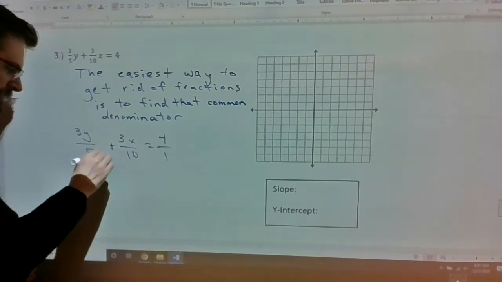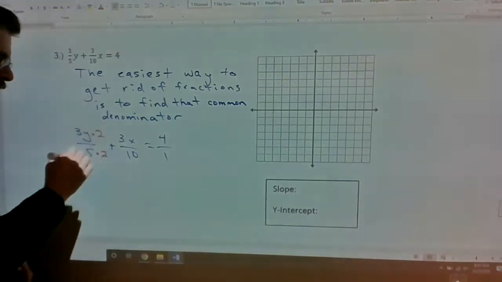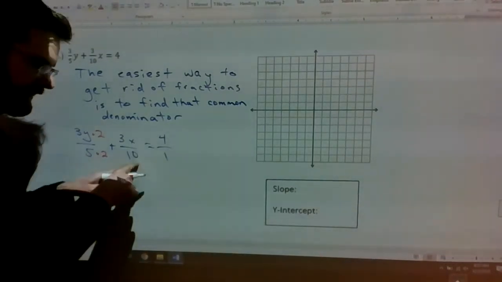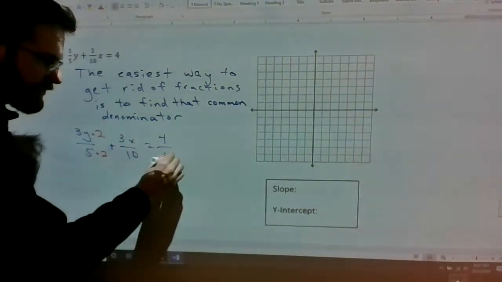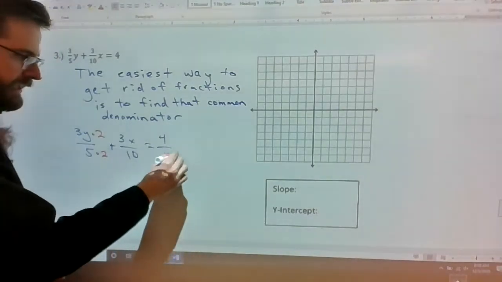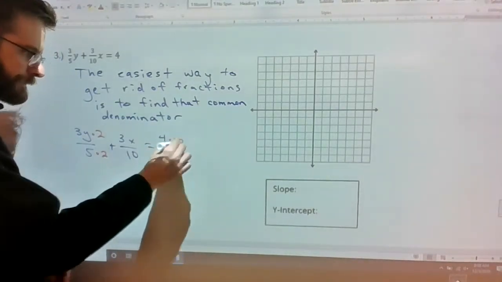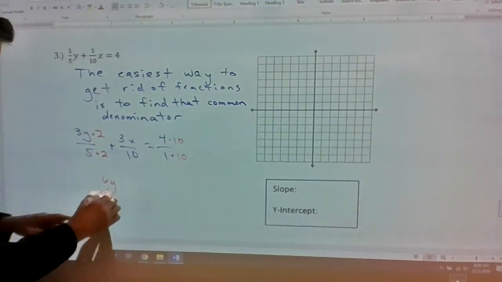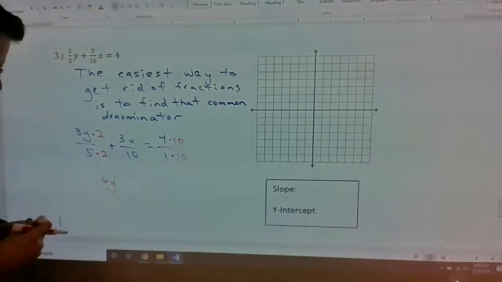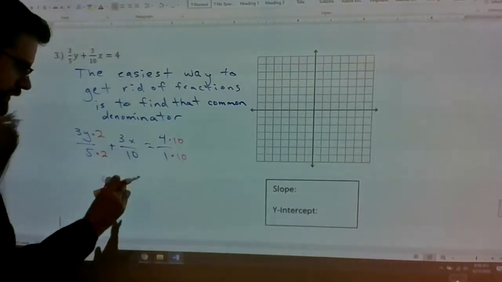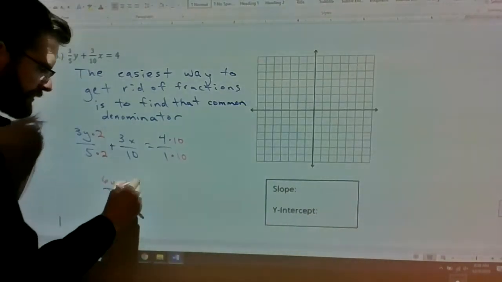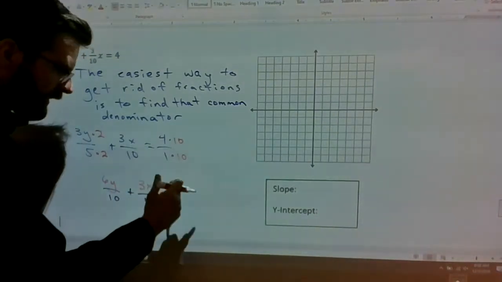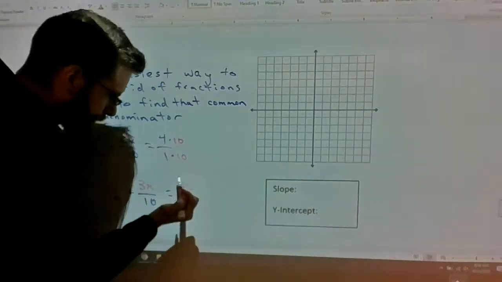So I would take 5 times 2 and 3y times 2 to get a denominator of 10. This one's already 10, so I don't have to do anything with it. This one needs to be 10, so I got to take 1 times 10 to make that happen. So I've got 6y over 10 plus 3x over 10 equals 40 over 10.